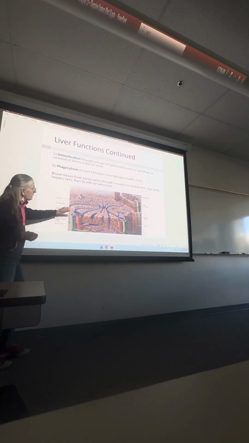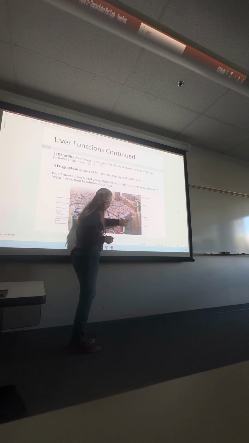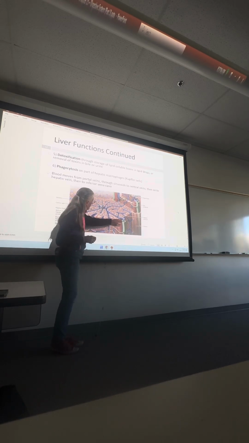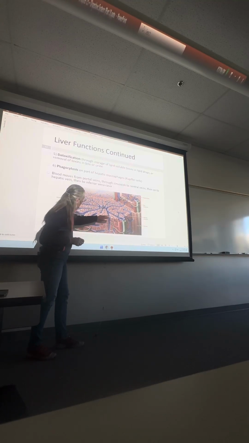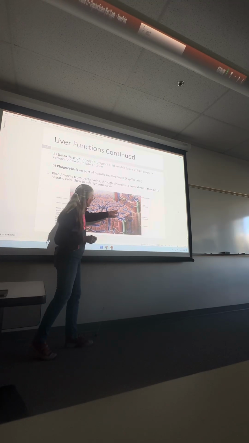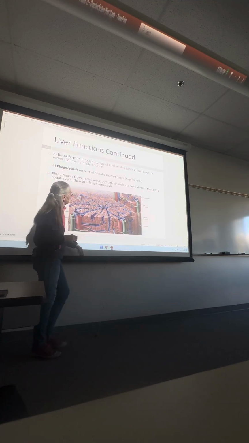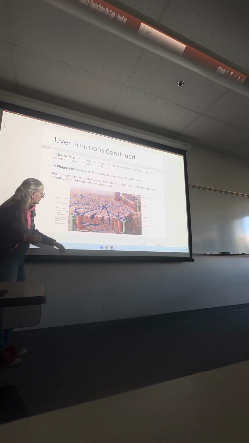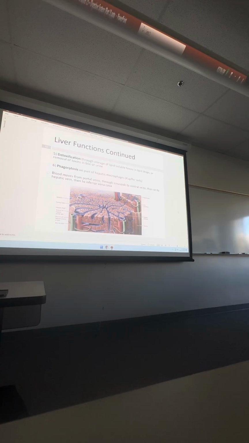So, nice close-up view of our portal triad. Here is the portal vein, here's our hepatic artery, there's our bile duct. We have the little canaliculi tucked in between the hepatocytes, so they're processing and producing the bile, and that bile is going to be then delivered to the intestine and also your gallbladder.